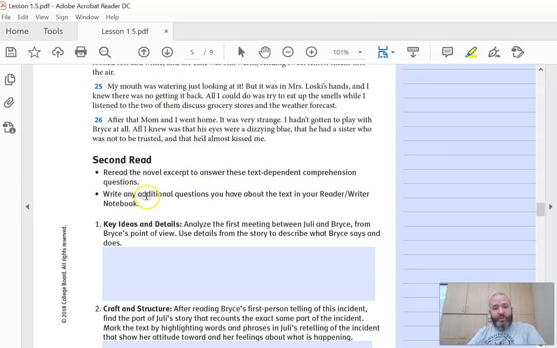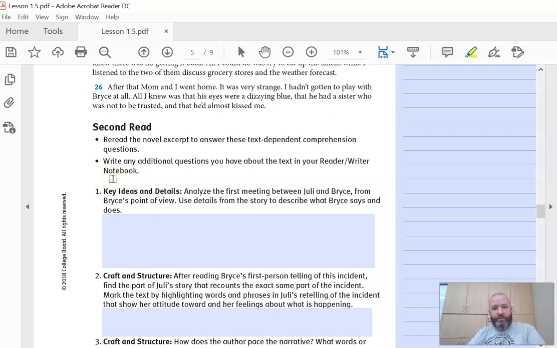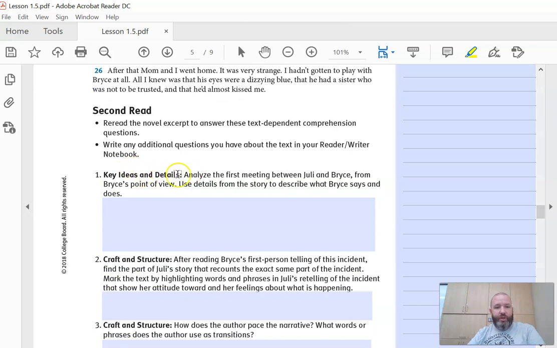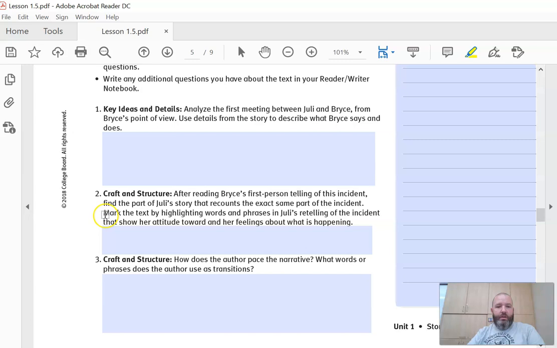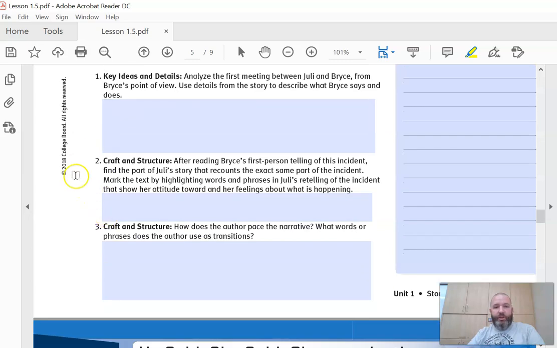Okay, so after you read it, there's going to be some ways for you to think about things. And it says, number one, analyze the first meeting between Julie and Bryce from Bryce's point of view. Use details from the story to describe what Bryce says and does. So the first part, you're going to go back and look for details of what Bryce says about Julie. Number two, and you're going to type them in here.